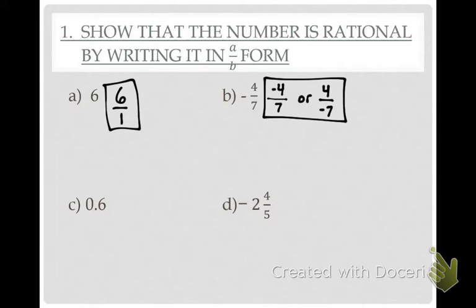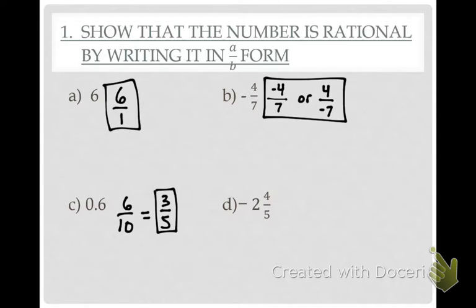Problem C says 0.6. How can I make that look like a fraction? 6 over 10. Because this is in the tenths place, we know that means 6 over 10. Can 6/10 be reduced at all? Yes. To what? 3/5, because a 2 can go into both the numerator and the denominator. So your correct answer is 3/5, or 6/10 if it's not reduced.